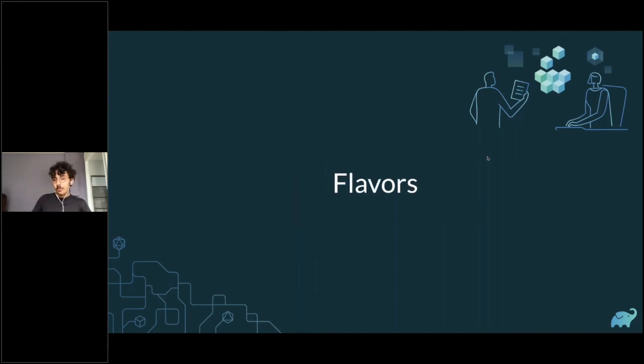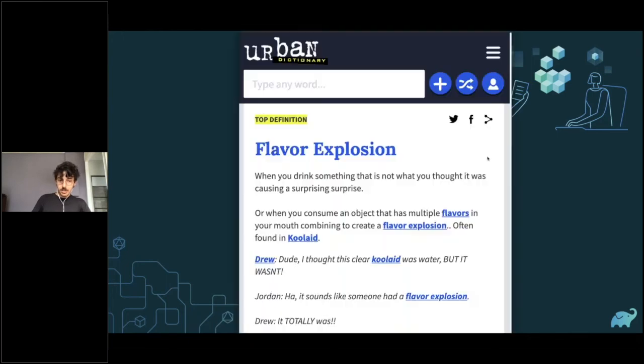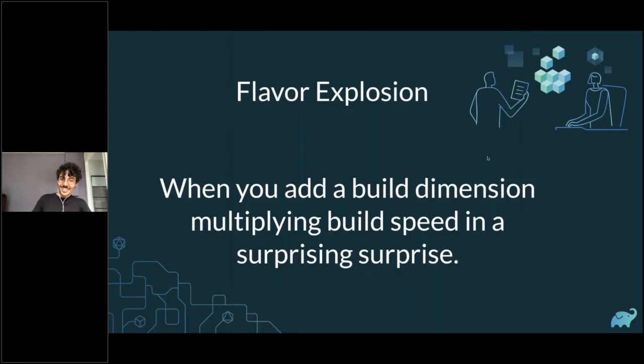The next code multiplier we want to talk about is build flavors. This is, I think, something that comes up in every talk, and specifically flavor explosion. So what is flavor explosion? I didn't know, so I went to Urban Dictionary. Flavor explosion is when you drink something that is not what you thought it was, causing a surprising surprise. So what is this surprising surprise in an Android build? It's when you add a build dimension, multiplying build speed in a surprising surprise.